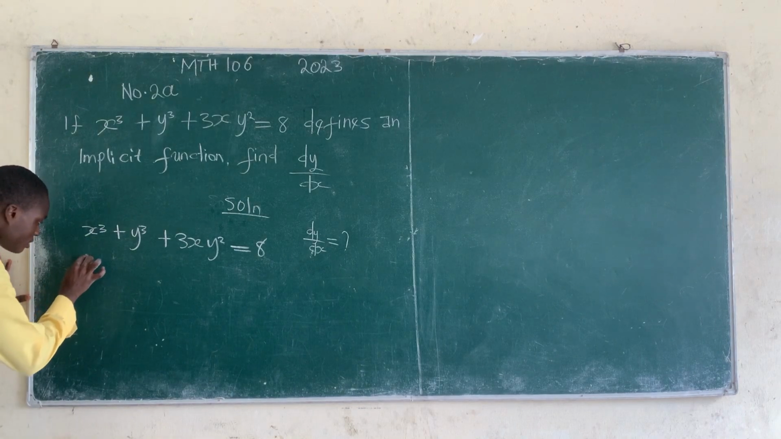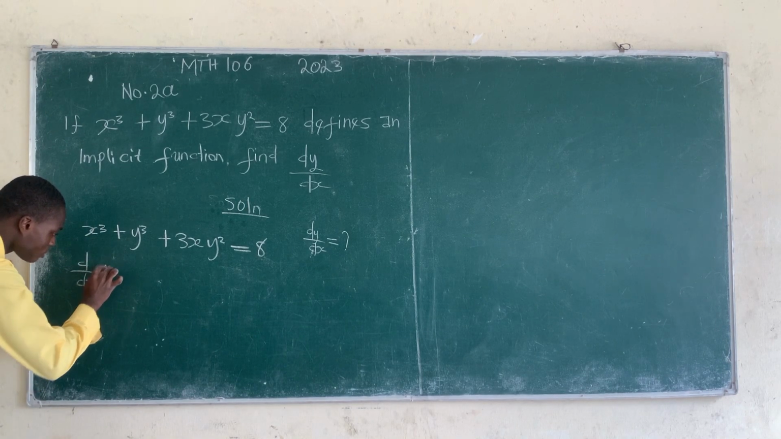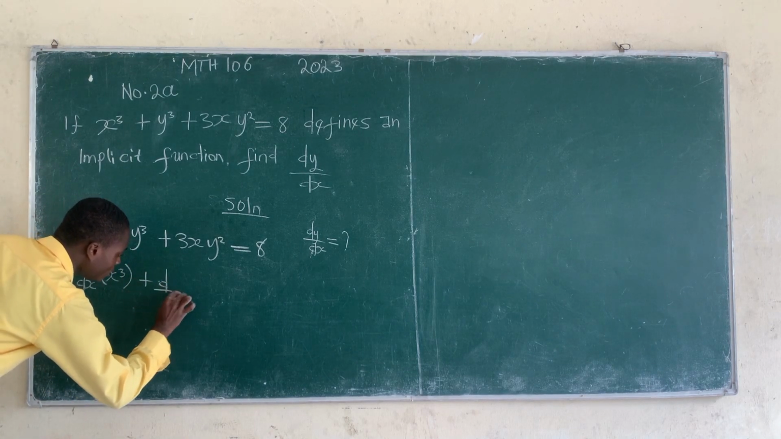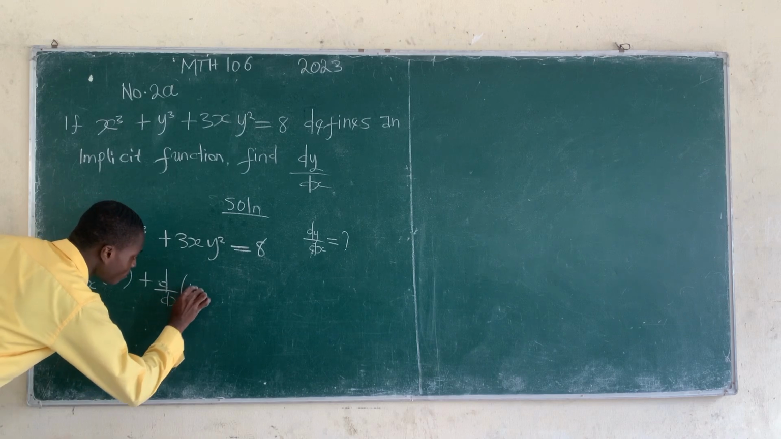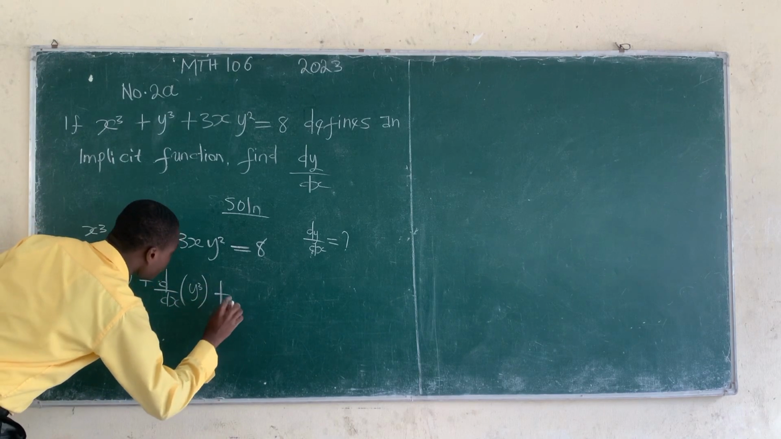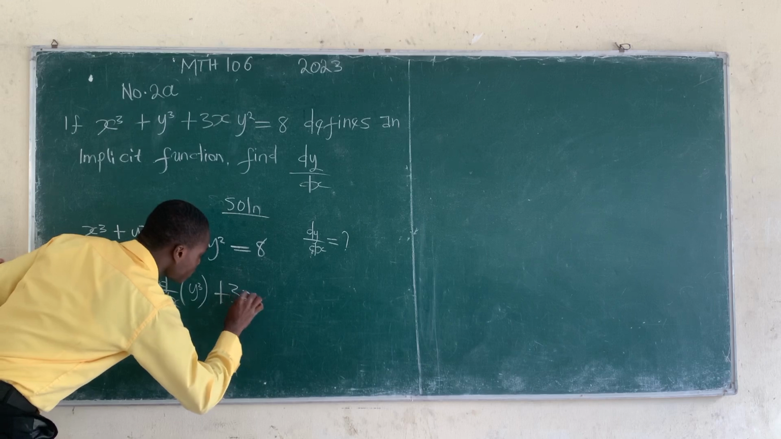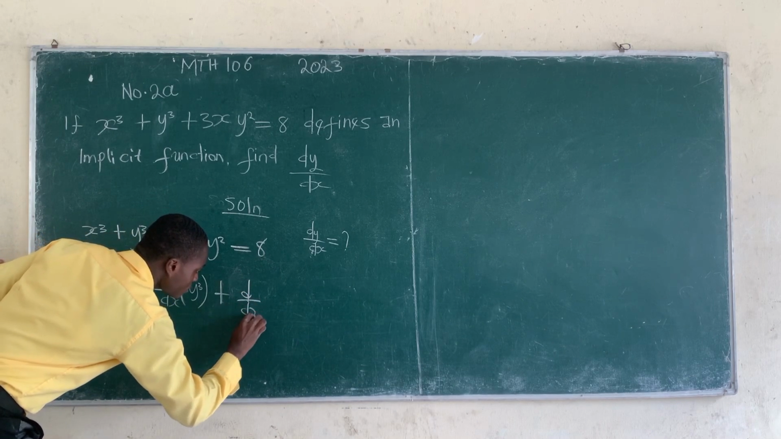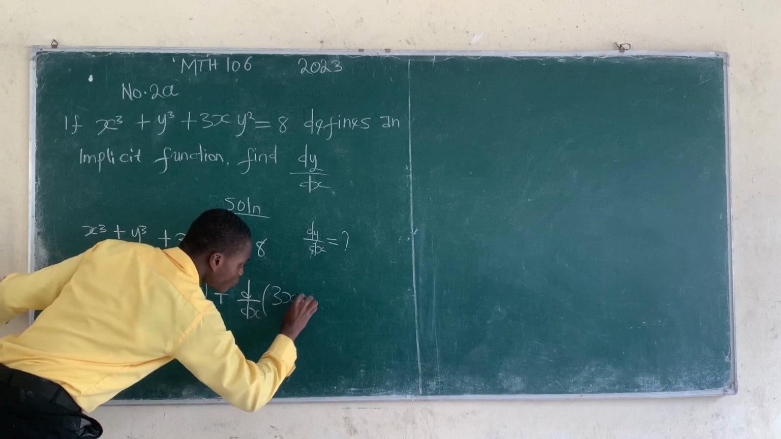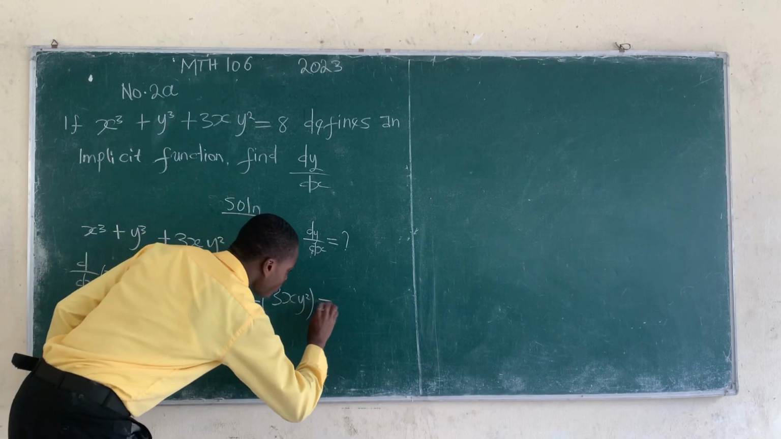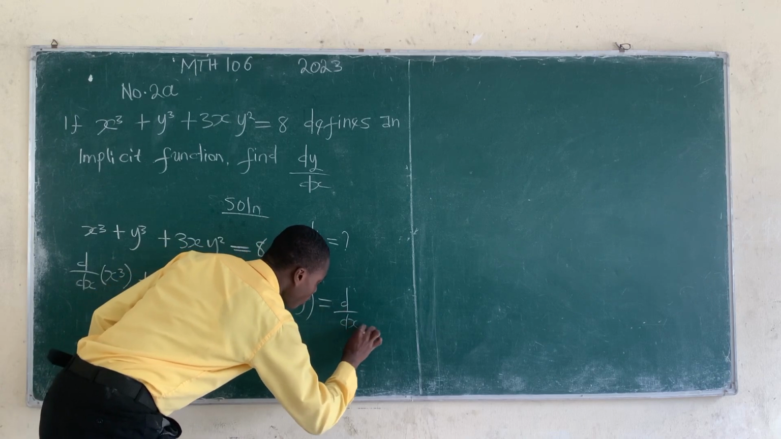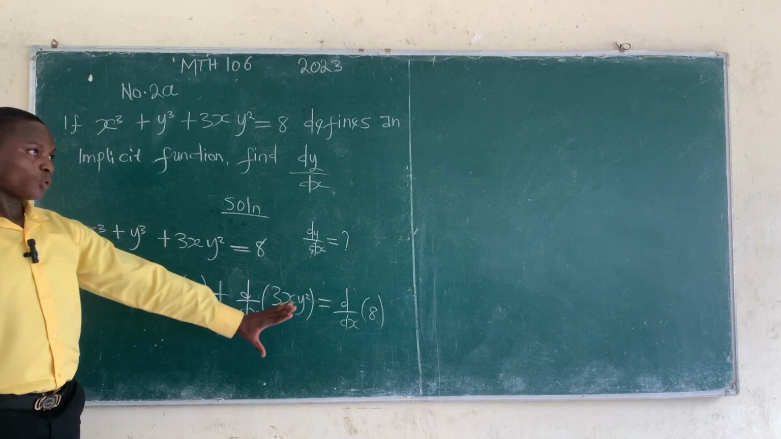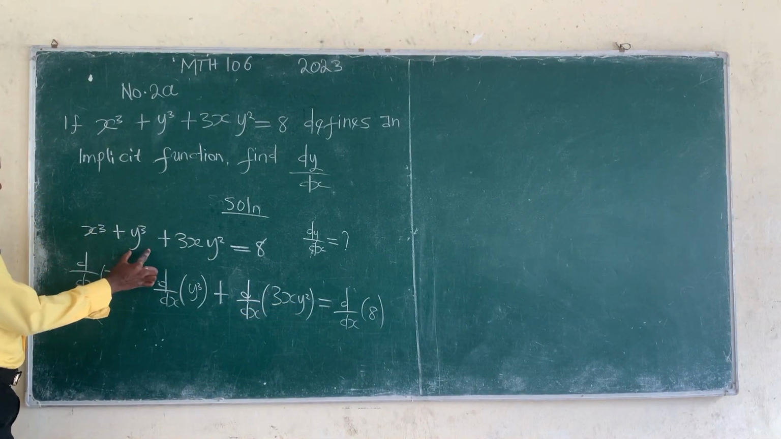So if you differentiate this, we have d dx of x cubed. We are differentiating each term, plus d dx of y cubed, plus d dx of 3xy squared, and this is equal to d dx of 8. So this is the form we are going to have. So we differentiate this, differentiate this.